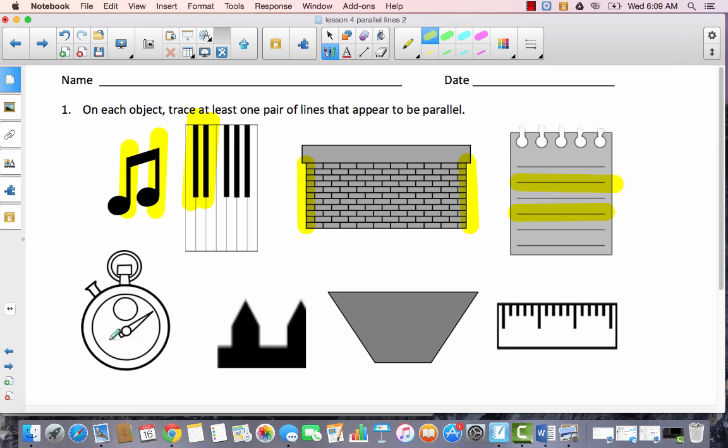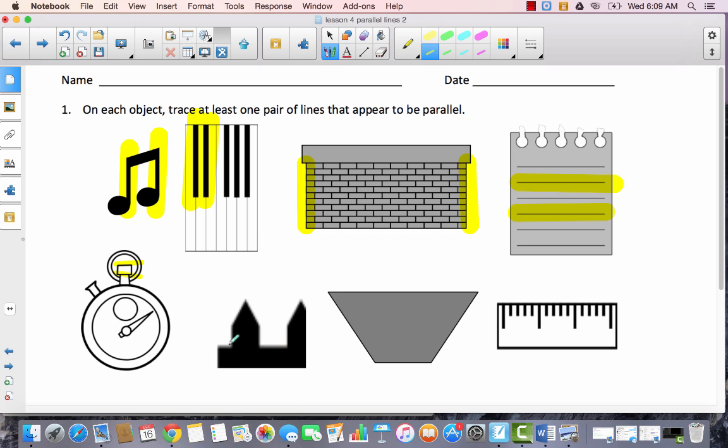Now the clock was a little bit different. When I was looking at it, it was kind of hard to find some parallel line segments because you see all these circles. But when I looked up here, I'm going to have to make this line a little bit finer. But when I looked right here, this appears to be parallel to this. And when I looked, I really didn't see any other lines that were perfectly parallel.